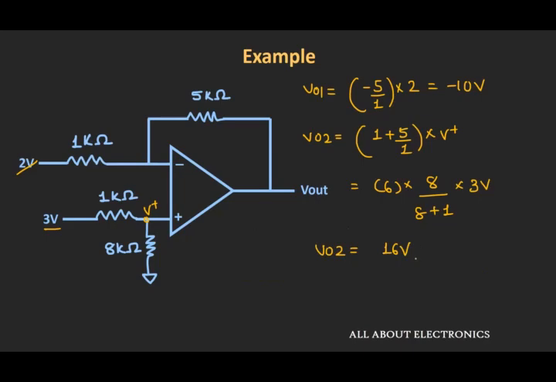Now if we combine these two input voltages and assume they are acting simultaneously, then our output voltage Vout will be equal to VO1 plus VO2. So our output voltage will be equal to 16 minus 10, that is 6 volt. So this is a very simple and basic example based on this differential amplifier. Now here you also need to consider the biasing voltage that is applied to the differential amplifier. So let us take one more example and see how this biasing voltage can affect your output.